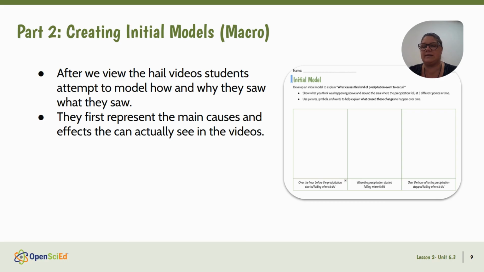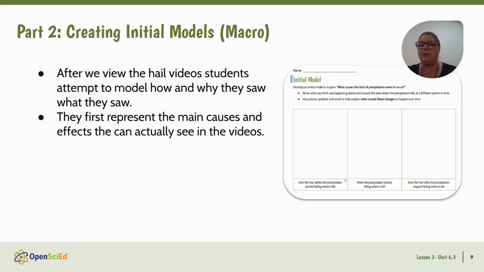Some key moments in this lesson. Part 2, we're making a list of things that we saw in the video that were possibly important to the hail forming, and then remind students to add those things to their model, along with some explanation of what they think is causing the hail to happen, or these other things that we're seeing in the videos to happen.